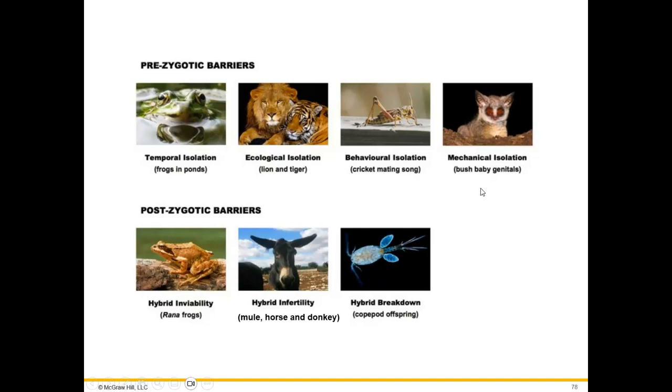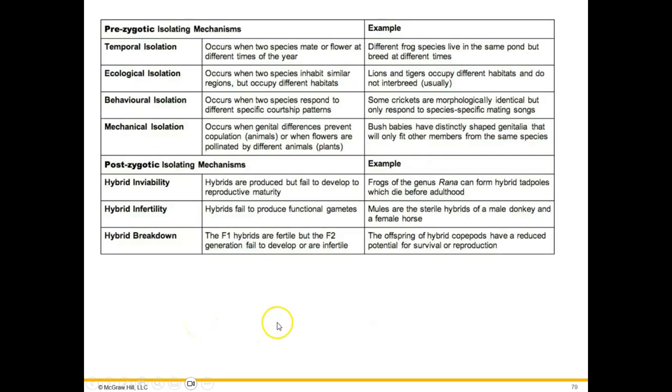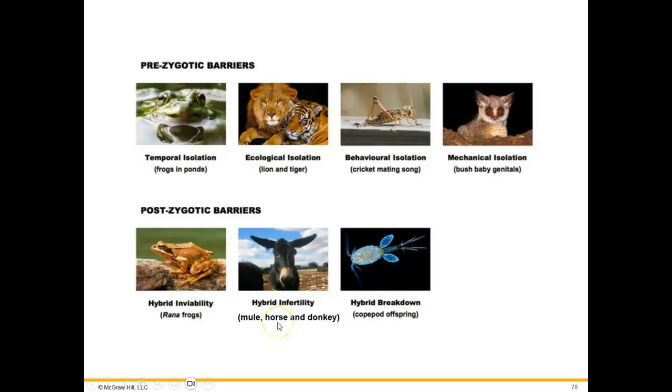Our post-zygotic barriers we're talking about, there's examples of the hybrid inviability between different species of frogs. Also hybrid infertility. So we observe that with horses and donkeys. They are able to mate and produce a mule, which is a hardworking animal that is very physically capable, but that mule is going to be infertile. It will not be able to then reproduce and pass on the genetic information any further.